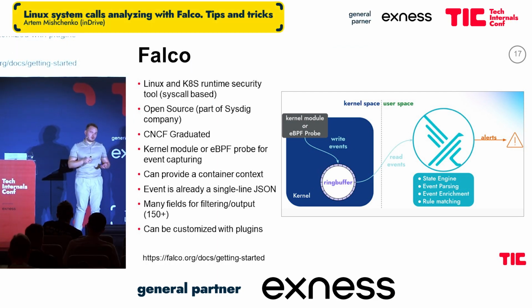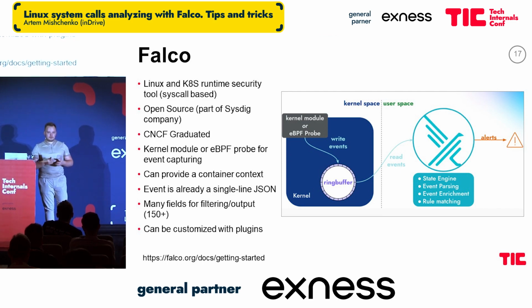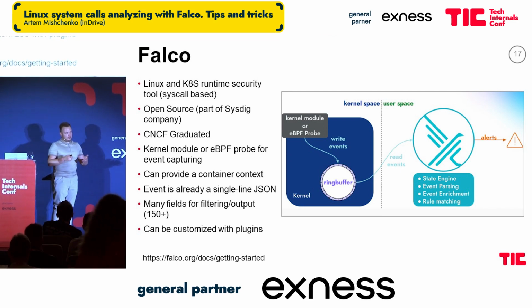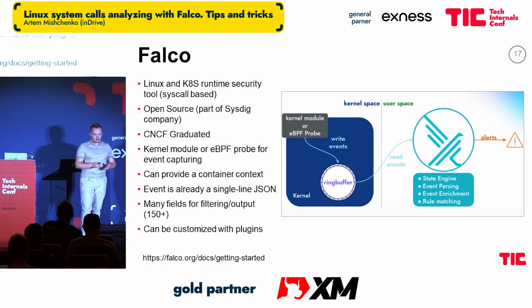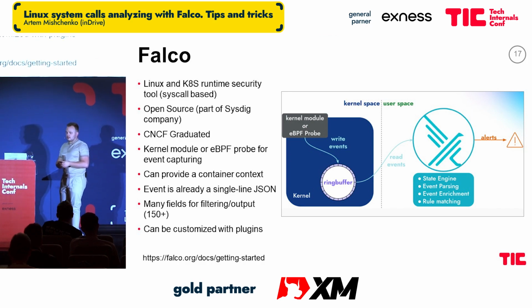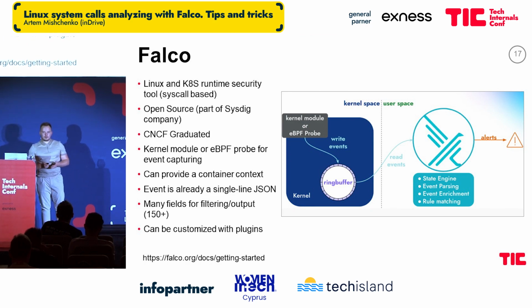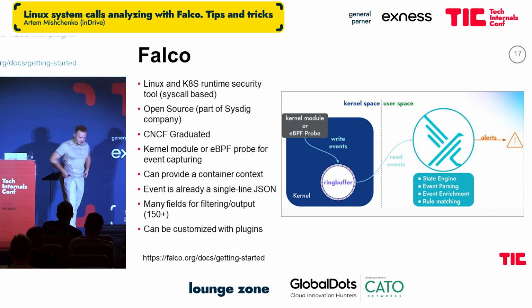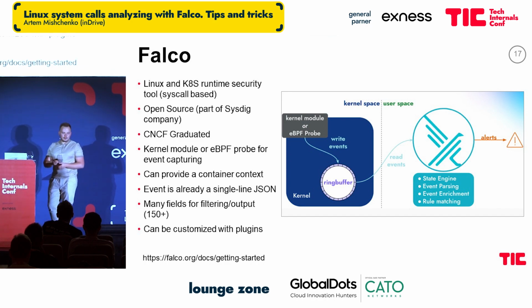With old kernels without the ability to use eBPF, maybe the kernel module is a solution for you. Falco can provide container context, of course. Events are already single-line JSONs, and Falco has many fields for filtering, about 150 for filtering for output, so we can add as much context as we need to our events. And Falco can be customized with plugins, but I need to say that in our own infrastructure, we don't use plugins, we use only vanilla Falco version.